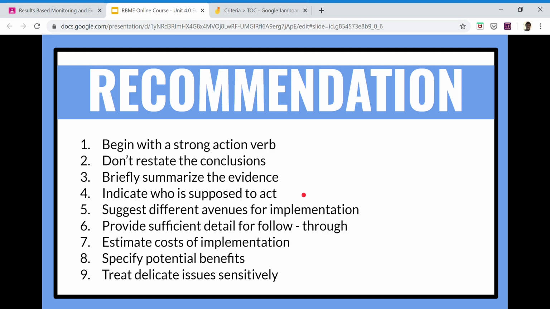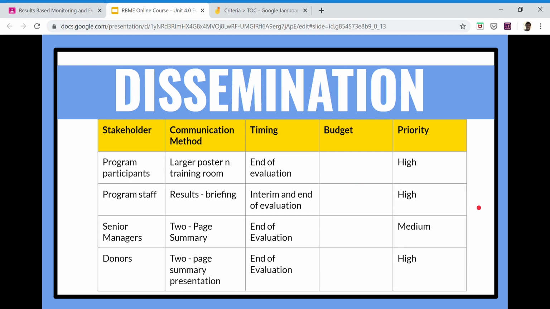That's the way to think about putting in your recommendation. These are things you can take out and use to put in your various recommendations. Those are the key contents that are supposed to be in your evaluation report.